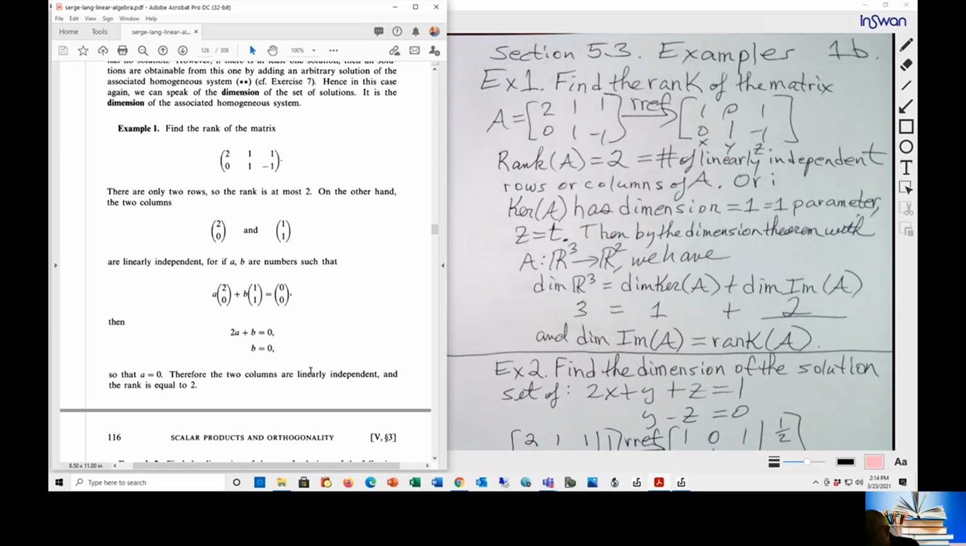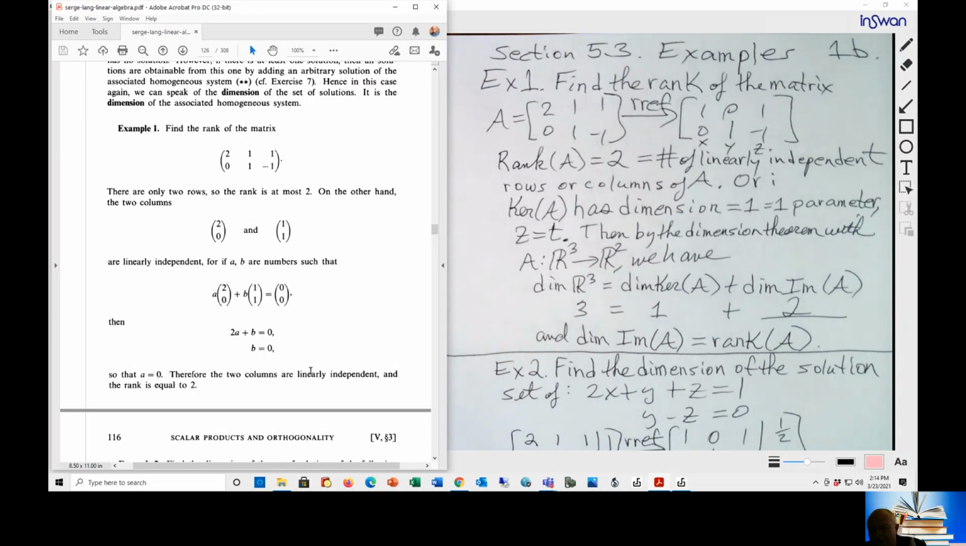first 2 columns. So we can see that the first 2 columns are linearly independent, and the third column is dependent on the first and second columns. And so the number of linearly independent rows is equal to the number of linearly independent columns, which again is equal to 2. Or you can also use the dimension theorem to identify the rank of the matrix.